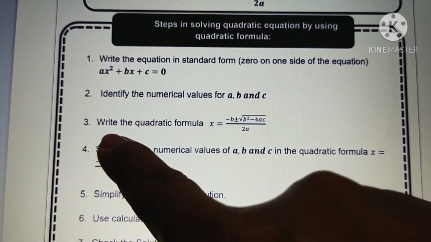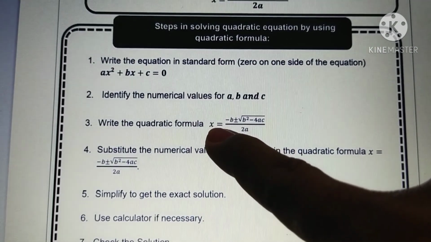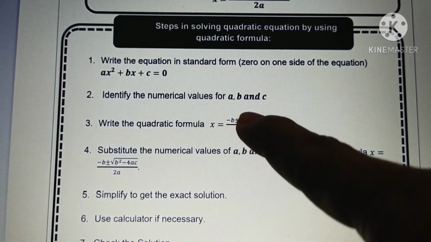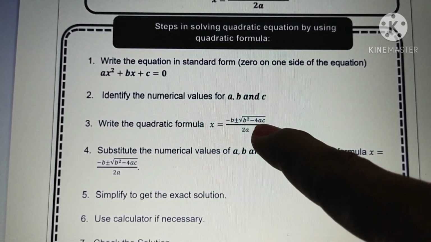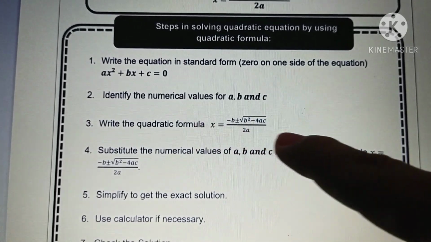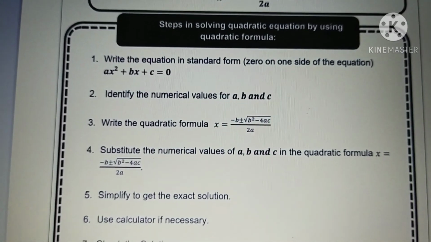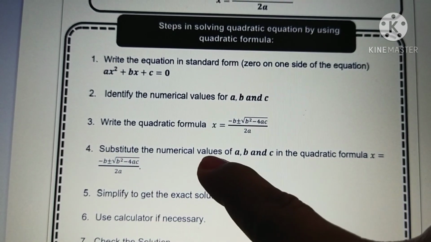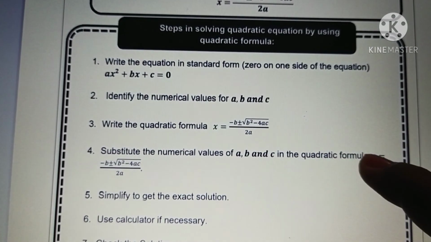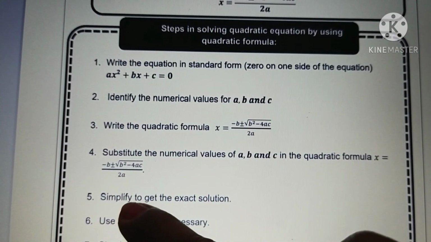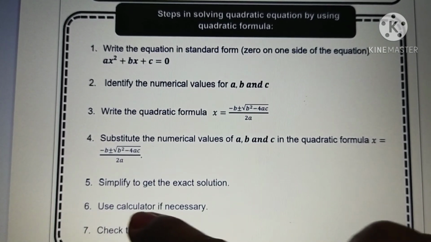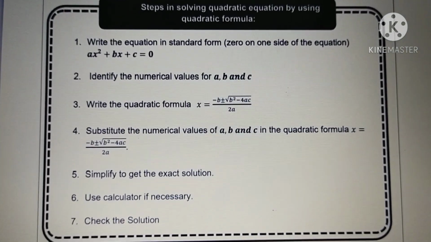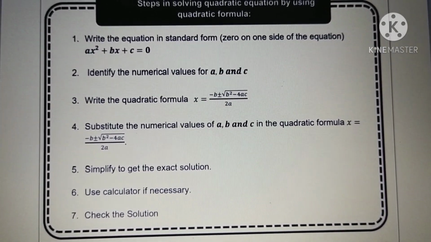Then our formula is x equals the negative of b plus and minus the square root of b squared minus 4 times a times c, divided by 2 times a. Okay, that is our quadratic formula. Just substitute the numerical values of a, b, and c in the quadratic formula. Simplify to get the exact solution. Use a calculator if necessary, then check your solution. That is the steps in solving a quadratic equation using the quadratic formula.